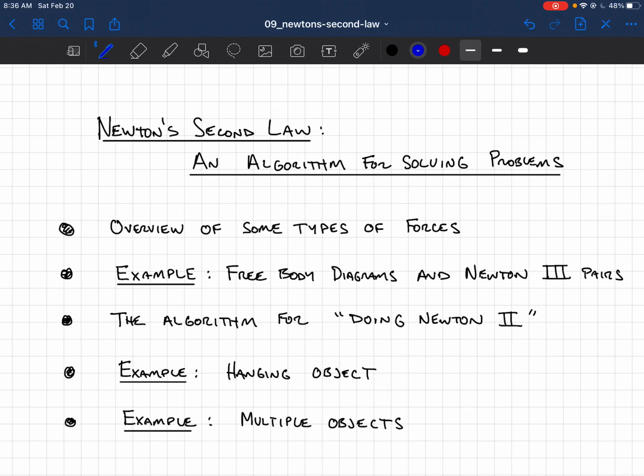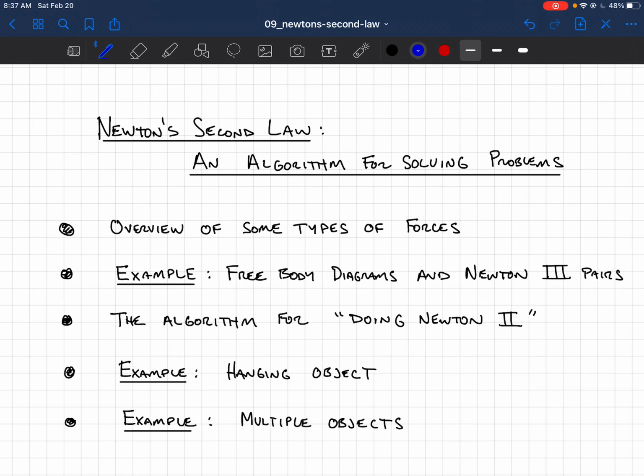First, we'll talk a little bit about some types of forces. We introduced most of them in the previous lecture when we were doing our first examples of Newton's second law. Then we'll write down the free body diagram for an example or two. The free body diagram is the key object in Newton's second law, and so we need to know how to write it down. And it's also important to see how the free body diagram forces can be understood in terms of Newton's third law, which talks about the forces between different objects. So a free body diagram is for one object, but if you have multiple objects, then you should start to see Newton's third law pairs. We'll do an example to see that.